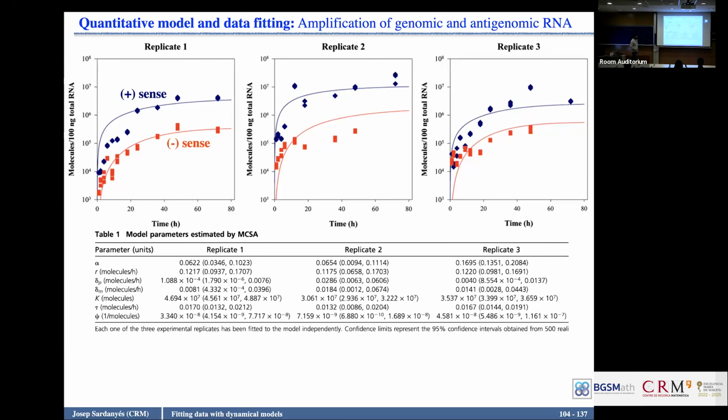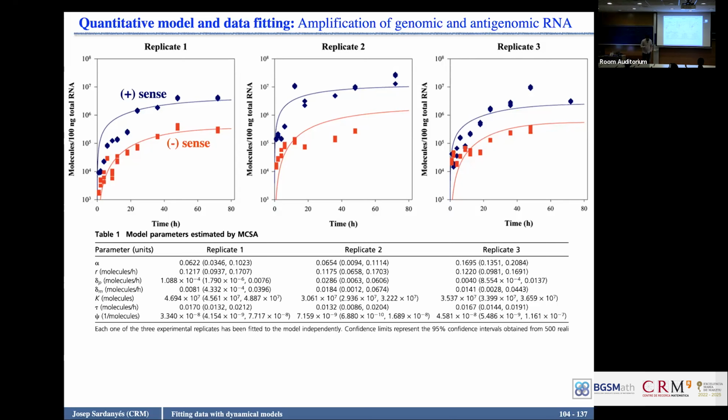So these are the results for the three replicates. These are the medians of the 500 realizations for the parameters. Here there are some interesting things. The first one is alpha. This was the goal of our research, to determine alpha. If you multiply by 100, this is like the percentage of genomes that are replicated from positive to negative.